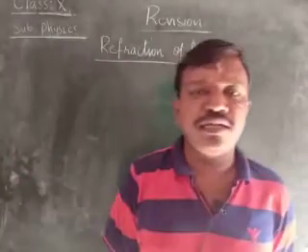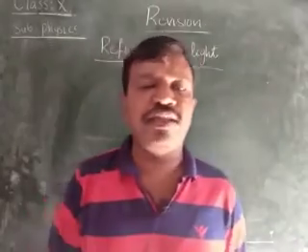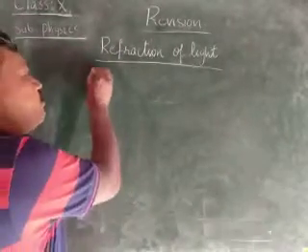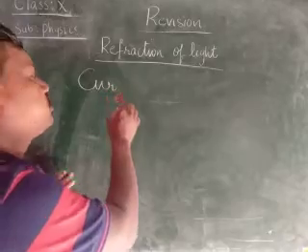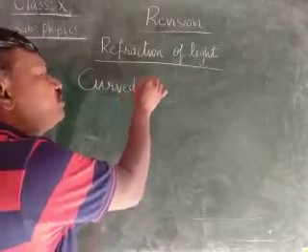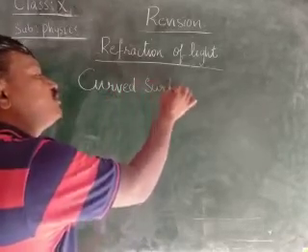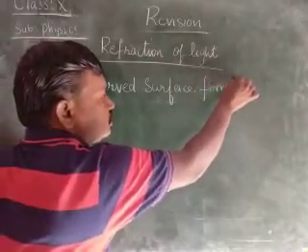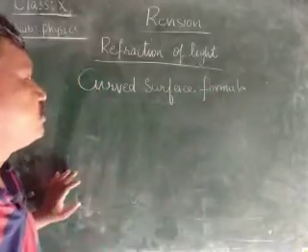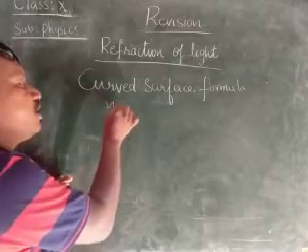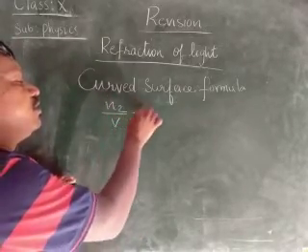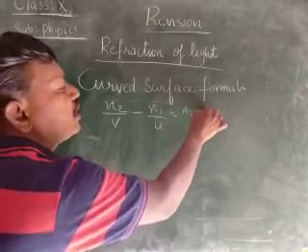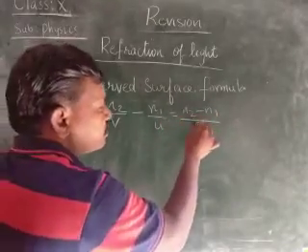Next, we learned the different formula in the refraction of light, that is the curved surface formula. What is the curved surface formula? N2 by V minus N1 by U is equal to N2 minus N1 by R.